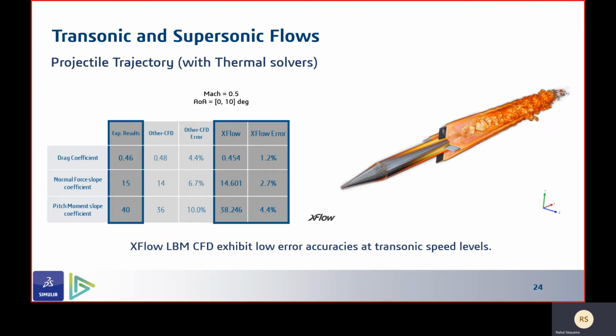We took it one step further to create a simulation of a projectile trajectory, and we've even included the thermal solvers with it. And as you can see, as the projectile reaches transonic speeds, the CFD solver is still able to produce accurate results compared to experiment, with very low XFlow error values. Obviously, as aerodynamicists need errors to be less than 3%, XFlow errors are still in that acceptable range compared to other CFD solvers.